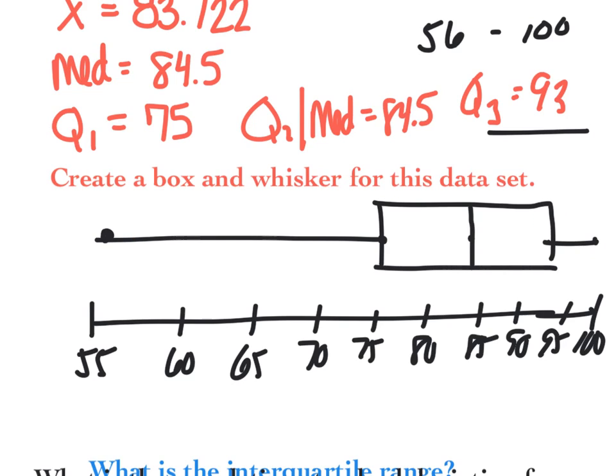And really what should happen in a box and whisker is 25% of the data should be from the min to the first quartile. 25% should be between the first and the second, or the median. 25% between the median and the third, and 25% between the third and the max. Okay, it's breaking it up into quarters, hence the word quartile.